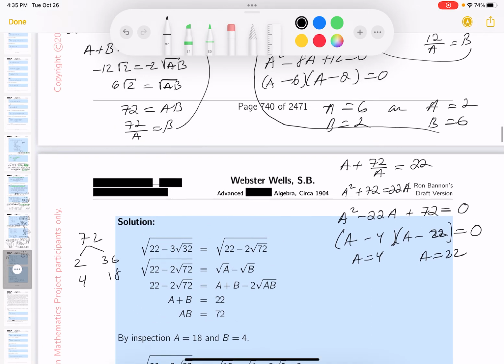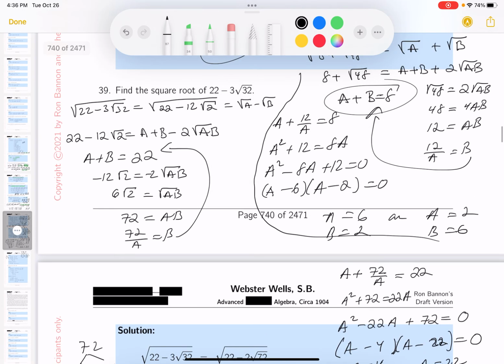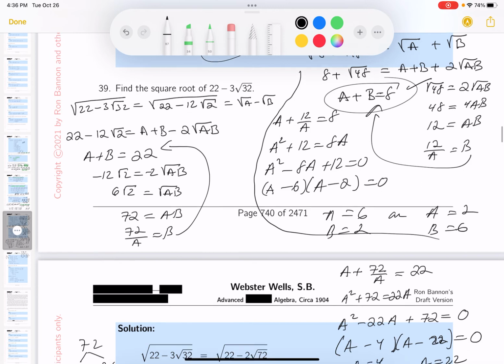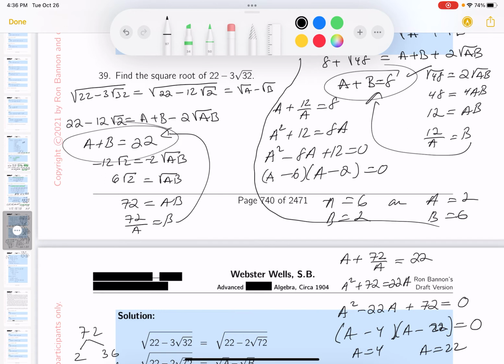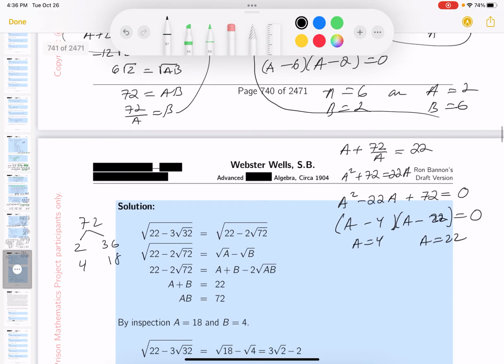Let's go back up here. And I want to point out you really have to have some understanding of what you're doing over here. And I'm looking at the wrong one. I'm sorry about that. It's 22. So what's the B going to be? It's going to be 18. And what's the B over here? The B would be 4.